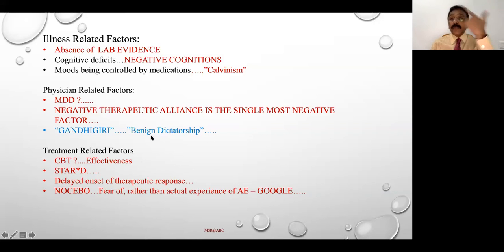People say that there is CBT. Why should I take medicines? A study said only 30% of people are improving. Why should I take? Delayed onset is the problem. I think here we should talk about the nocebo effect. When you give the medicine for improvement, they first come out saying that there are side effects.